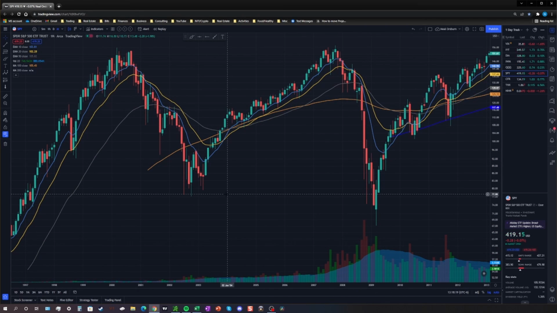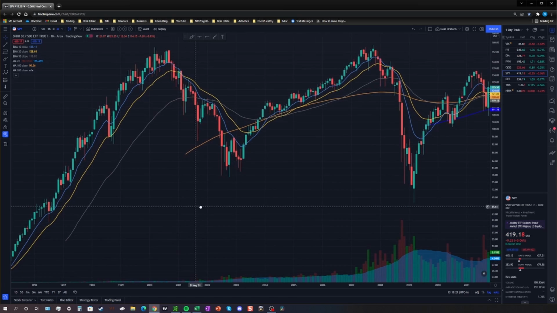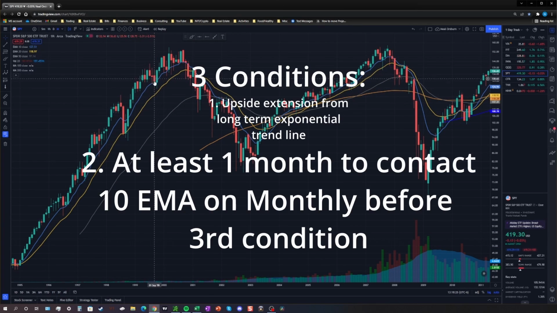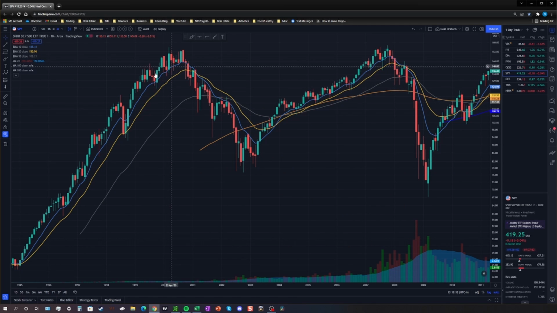So the second check on the list is that we want this monthly candle to contact the 10 EMA or be really close to it. By really close, I mean almost contact it at least once, okay, on a monthly time frame.